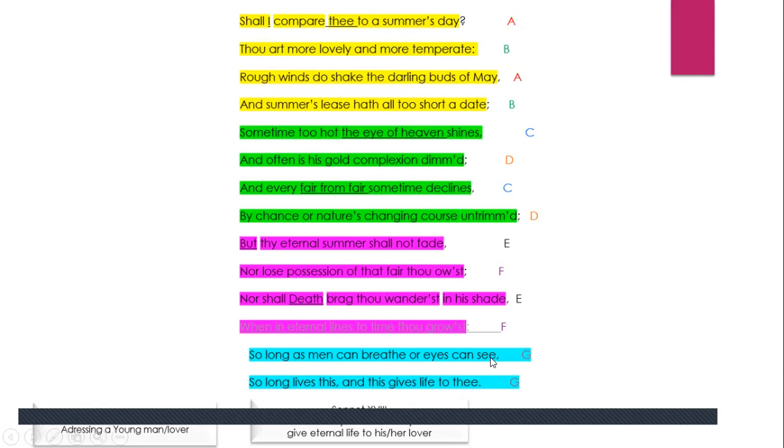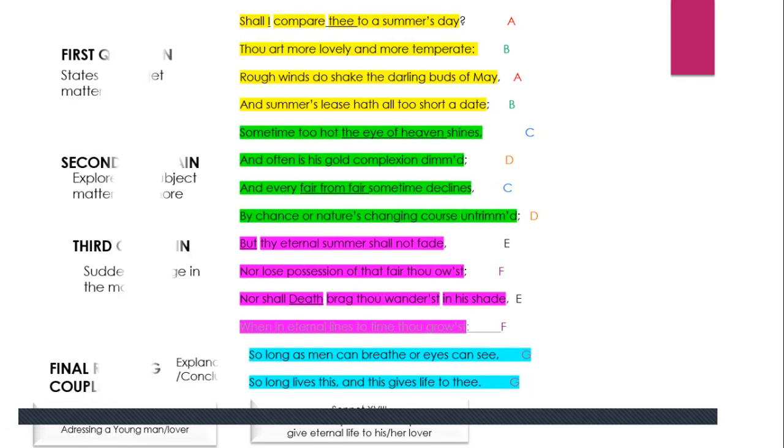The rhyming sounds are the same, so we repeat the same letter, G, G. Why do we use G? Because the rhyming sound is different from all of the previous sounds, okay? So this is how we define the rhyming scheme of a sonnet, okay?